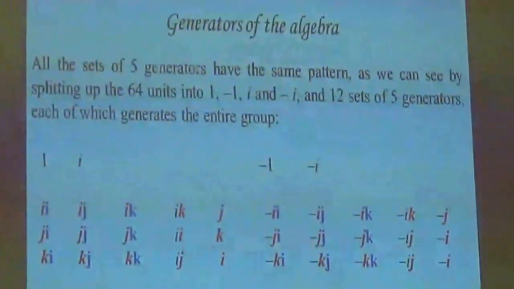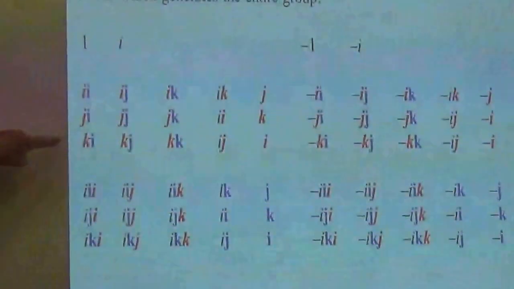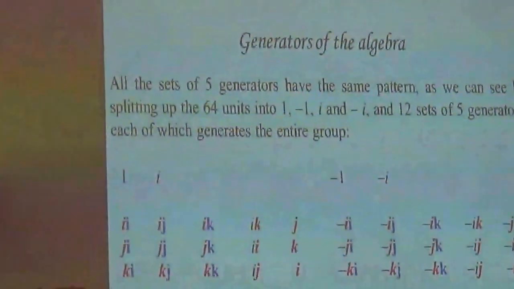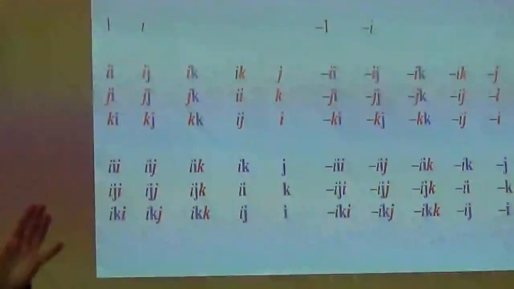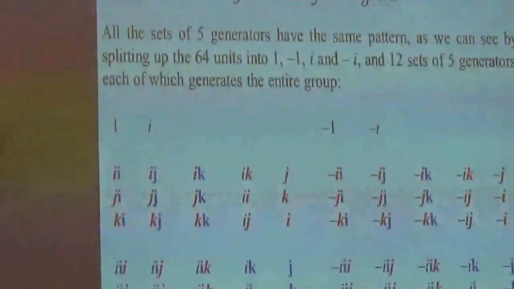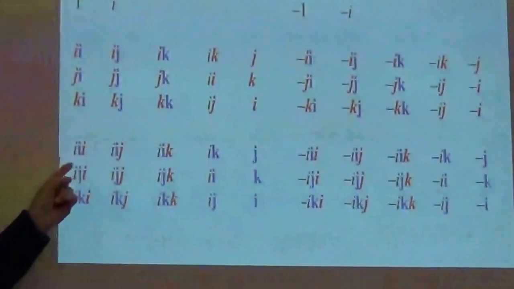And this is laying out the whole 64 in sets of 5. Each of these rows is a set of 5, and each of those is a set of 5. And apart from the 4 complex numbers, we have 12 sets of 5. And any of them could be used to generate the algebra. But you can see they all have the same structure. It's either red or blue, vectors or quaternions, but it's all the same structure. And the structure shows, crucially, that one of the symmetries is preserved and the other is broken.